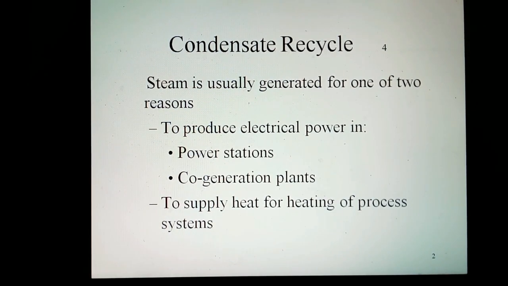Steam is usually generated for one of two reasons: to produce electrical power, for example in power stations or cogeneration plants; or to supply heat for heating and process systems.